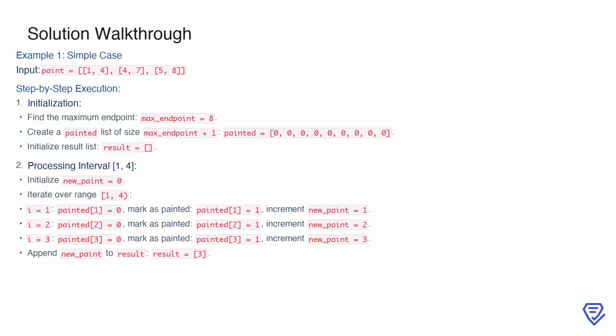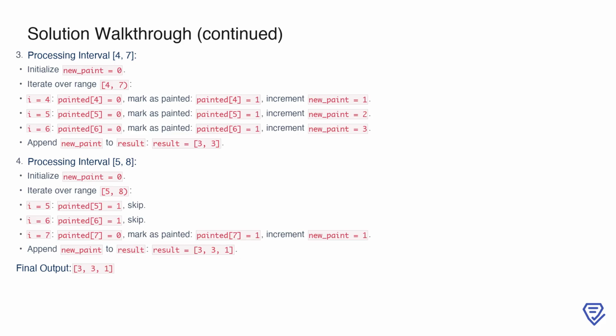Now, let's process the first interval, 1, 4. We initialize new_paint to 0 and iterate from 1 to 3. At each step, if the current index hasn't been painted yet, we mark it as painted in the painted list and increment new_paint. For indices 1, 2, and 3, all were initially unpainted, so we updated painted and incremented new_paint accordingly. By the end of this interval, new_paint equals 3, which we append to the result list, making result equal 3 so far. Next, we move to the second interval, 4, 7.